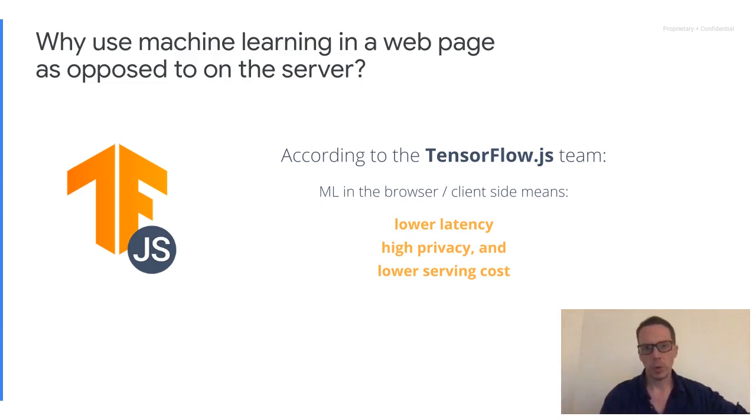Latency, because no request and response needs to go to the server and come back. Privacy, because all of the data that's fed into the model can live on the device and never go to the servers. And then lower serving cost, because the cost of doing the prediction is not borne by the host website. The cost of doing the computation is done on the user's device.